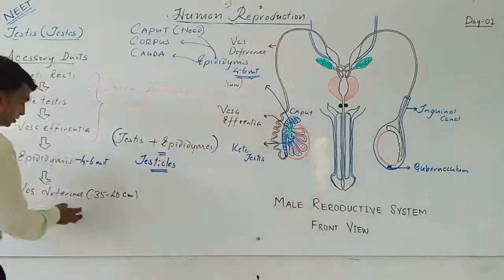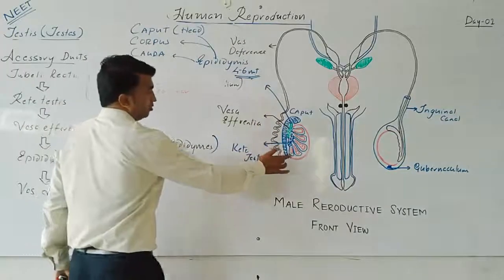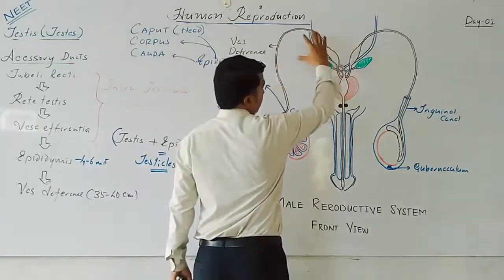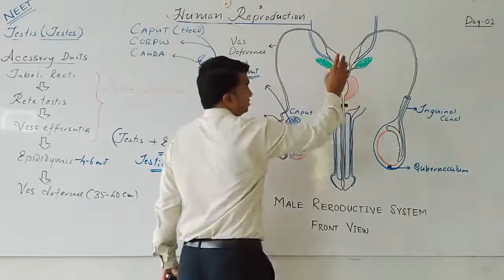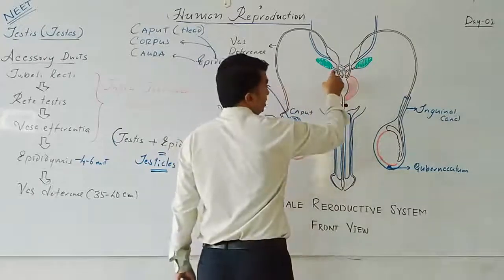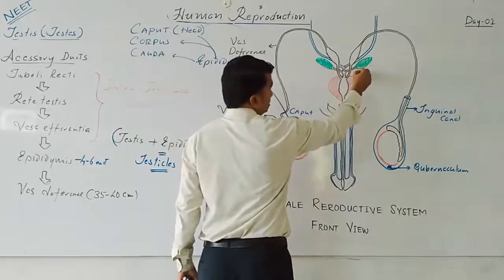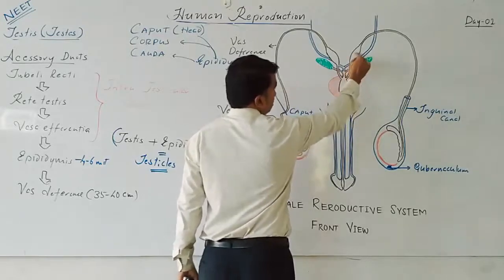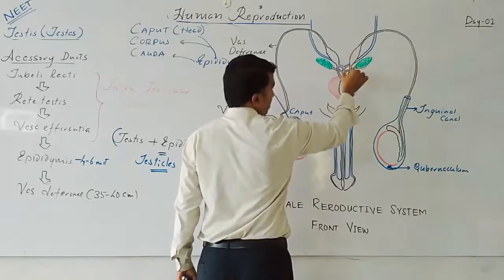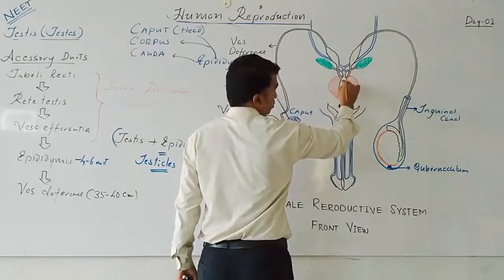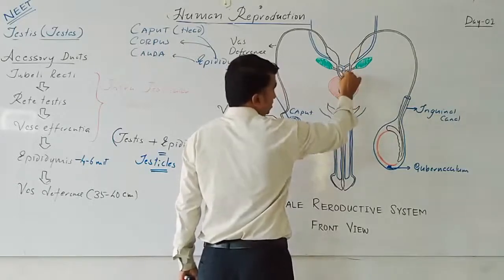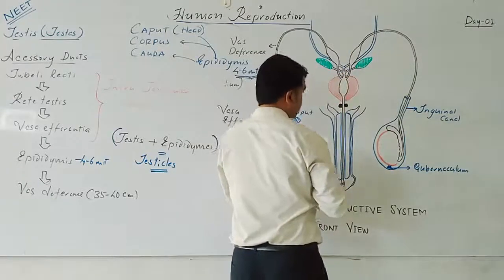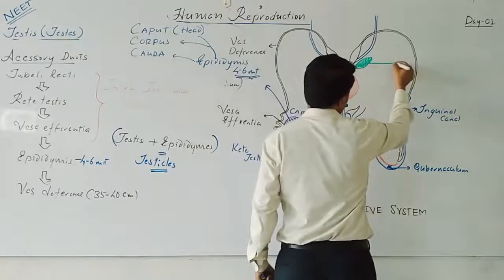Now the vas deferens enters into the abdominal cavity, almost 30 to 40 centimeters long. It comes near the ureter, encircles the ureter, and joins with the duct of the seminal vesicle. These green colored structures are the seminal vesicles. So this is the duct of the seminal vesicle, and the vas deferens forms a common tube here, and it enters into the prostate.